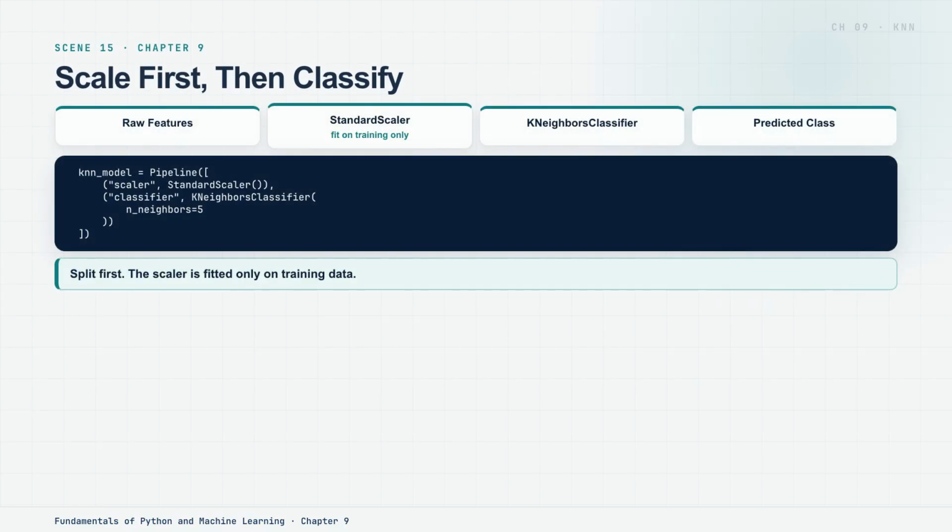We place standard scaler and k-neighbors classifier inside a Scikit-learn pipeline. Standard scaler learns the mean and standard deviation of each training feature. It transforms the features so that they use a comparable standardized scale. The transformed values then enter the KNN classifier. A pipeline ensures that scaling is learned only from the training data and applied consistently to validation, testing, and future observations. This prevents data leakage and simplifies cross-validation and parameter tuning.